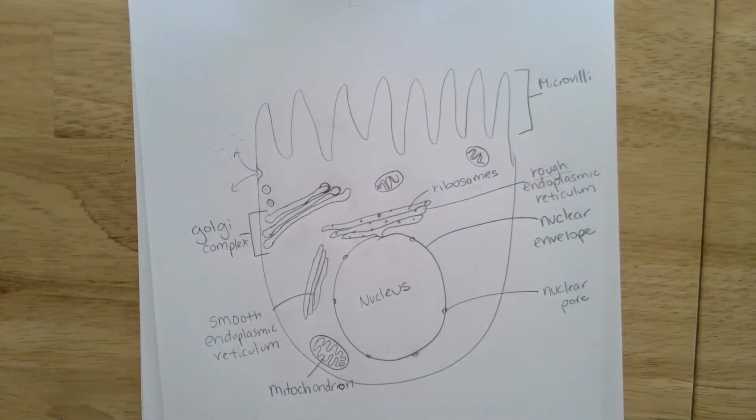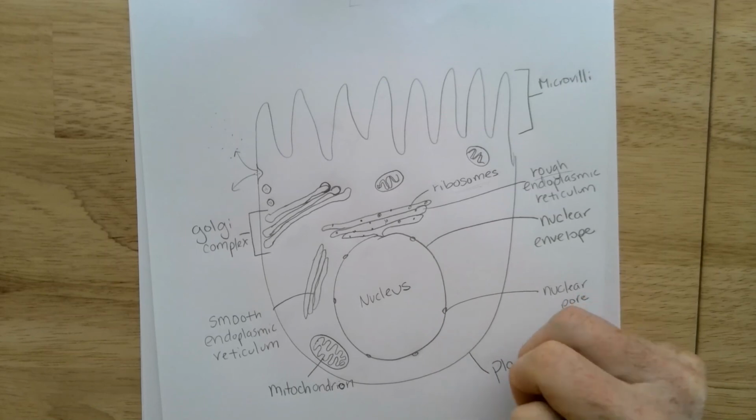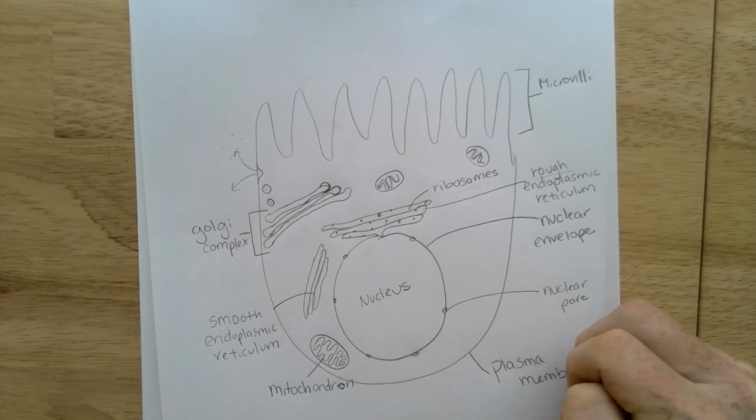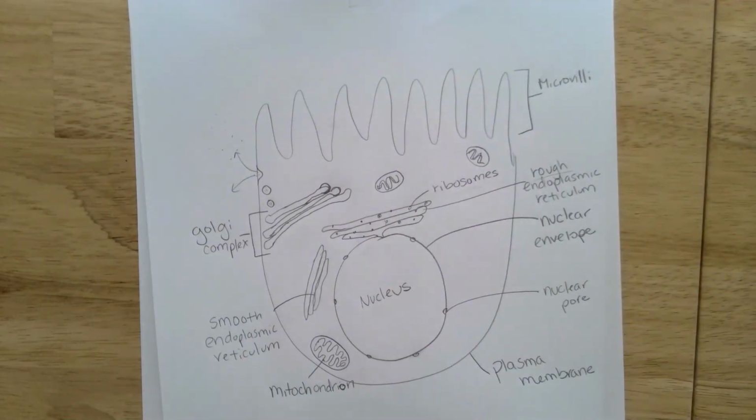Okay, let's see, what else am I missing from the list? Plasma membrane. We never did the plasma membrane. The outermost boundary for the cell, that is going to be the plasma membrane. So this whole structure around the outside, that's the plasma membrane.